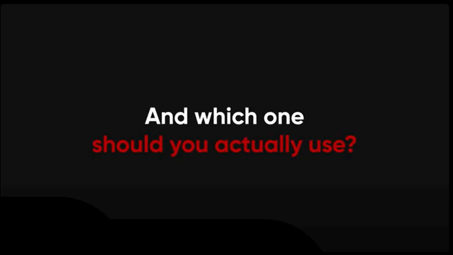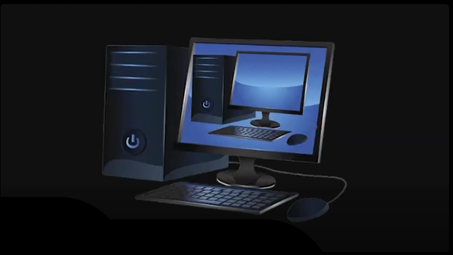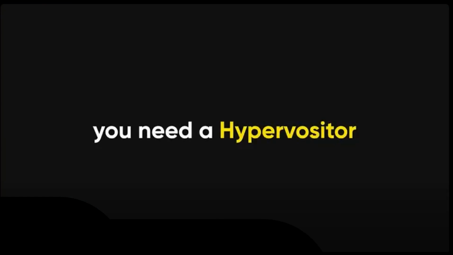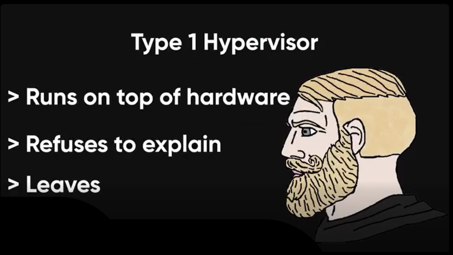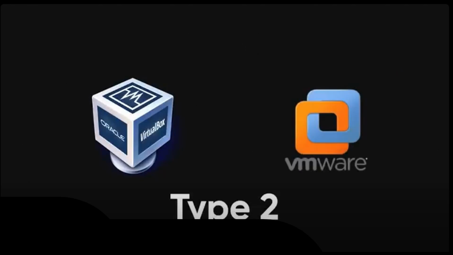Alright, let's untangle this. Virtualization is basically running a whole other computer inside your computer, like Inception, but with operating systems. You're inside a simulation of a simulation inside a simulation of a simulation inside The Matrix. You use a thing called a hypervisor to do it. Either Type 1, which runs directly on the hardware like a boss, hello bare metal, or Type 2, which runs on top of your existing OS like a glorified app.